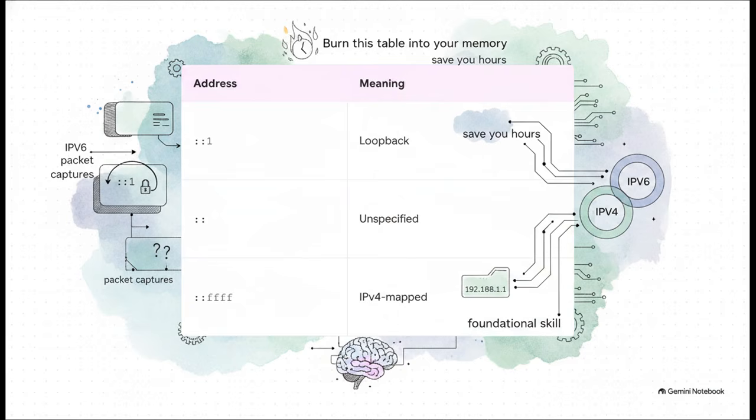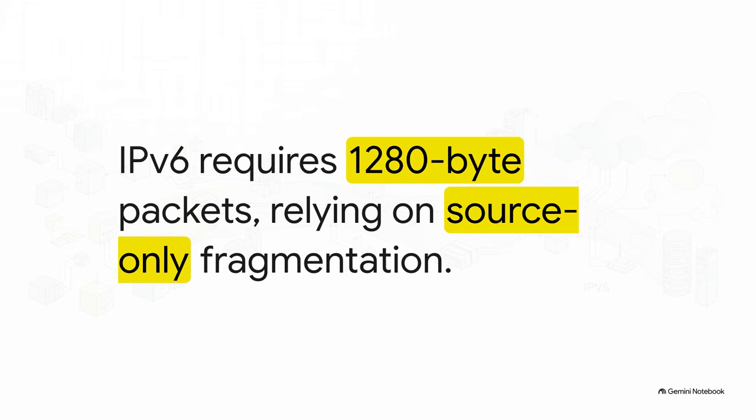Seriously, burn these into your memory. They're going to save you hours of troubleshooting down the line. Another really brilliant design choice in IPv6 is how it handles packet sizes. It establishes a hard, reliable floor, a minimum maximum transmission unit, or MTU, of 1280 bytes across all links. But more importantly, it totally shifts the complexity away from the network core and pushes it out to the endpoints.